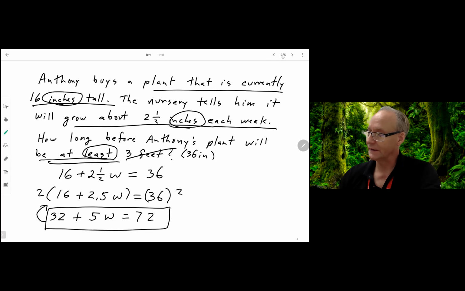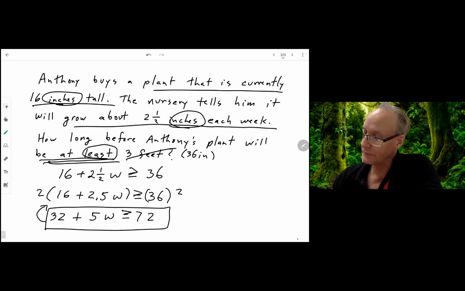Now, the difference is that we wanted to be doing inequalities this week. And so we want it to be, think about it, at least. Now, a lot of people get this backwards. At least means that 72, or in this case, 36 inches is the smallest we want it to be, or more. So this means greater than or equal to. So what I should have really written from the very beginning is greater than or equal to.